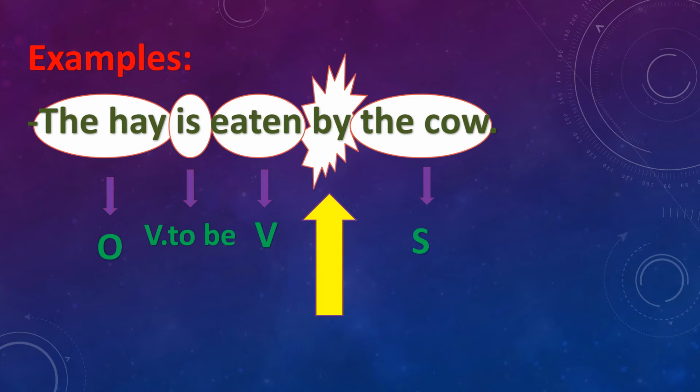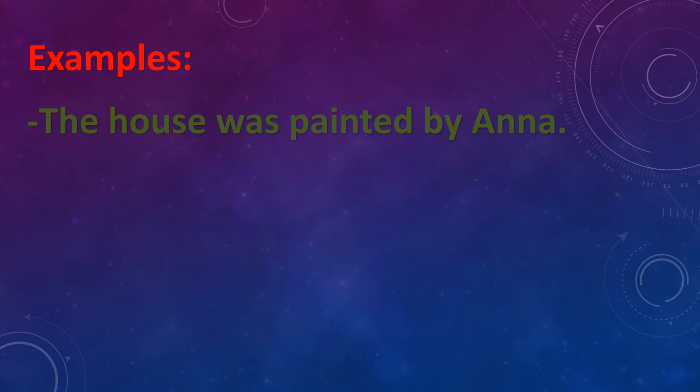Here we didn't mention the subject when we say the hay is eaten, and we stopped. But when you mention the subject, you have to put by, as in the example, the hay is eaten by the cow. Another example: the house was painted by Anna.